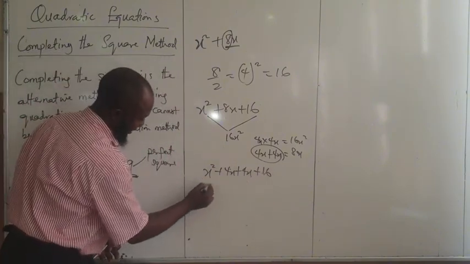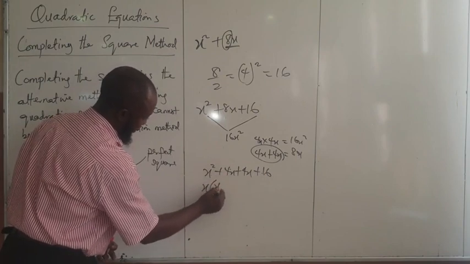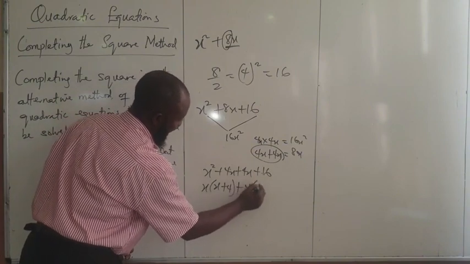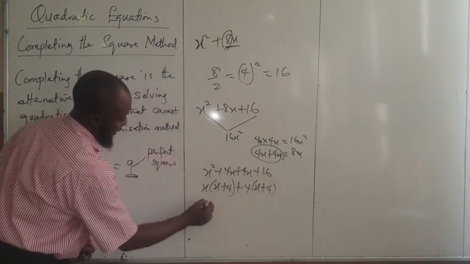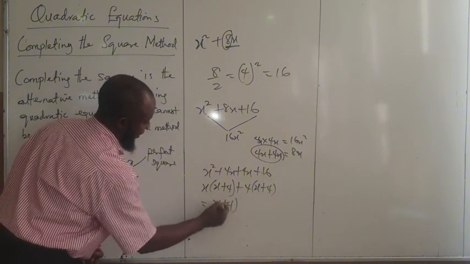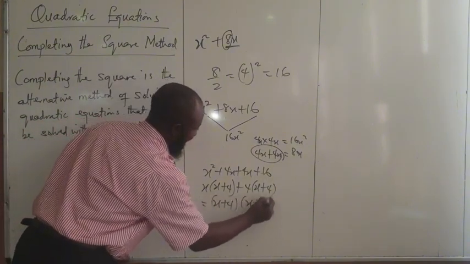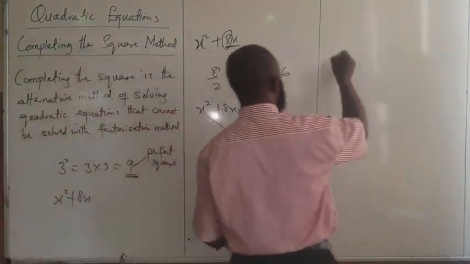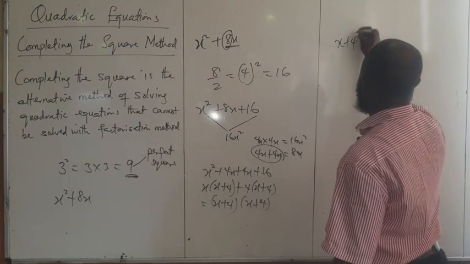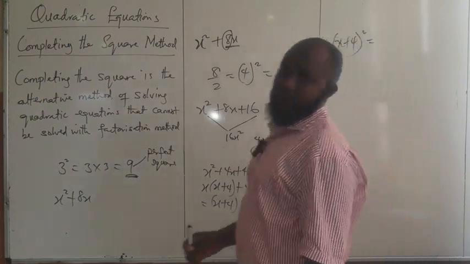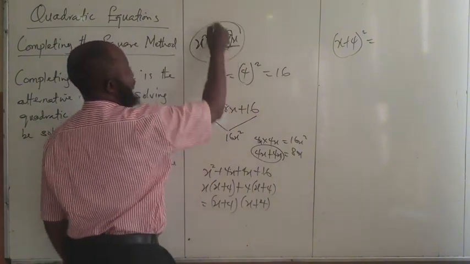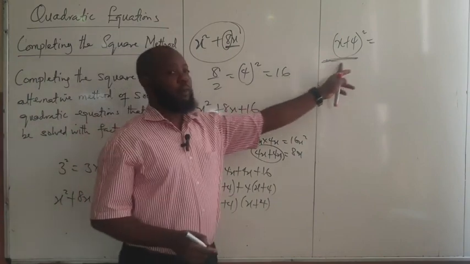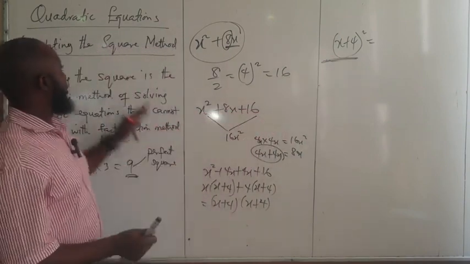We can factorize this one. What is common here is x, common to x squared and 4x, so we have x plus 4. Then what is common here is 4, so this will be x plus 4 as well. So the answer is x plus 4 times x plus 4. You can see x plus 4 is repeated twice. Because it is repeated twice, it means x plus 4 squared. So we have turned this expression into a perfect square. That's what we want to look at under completing the square.